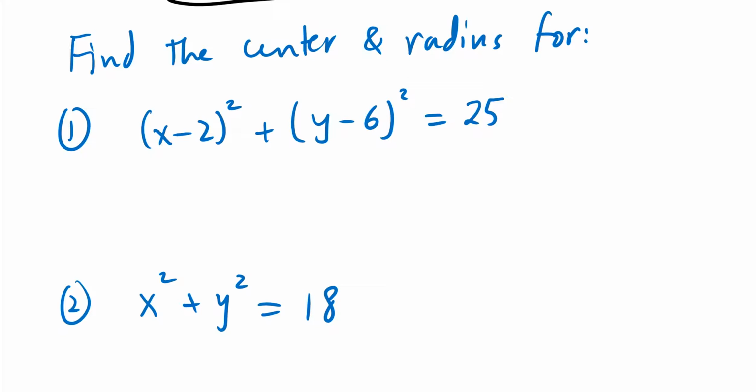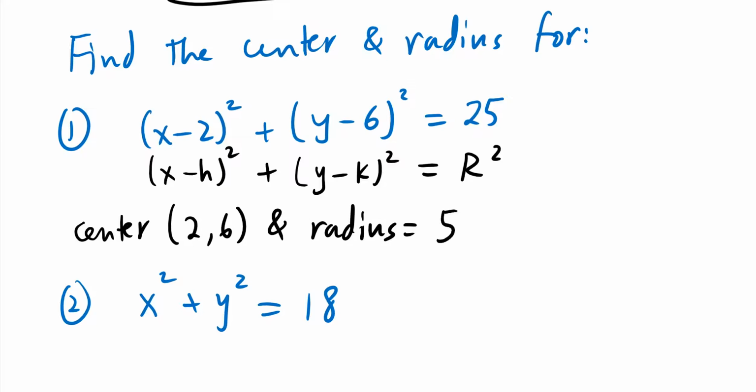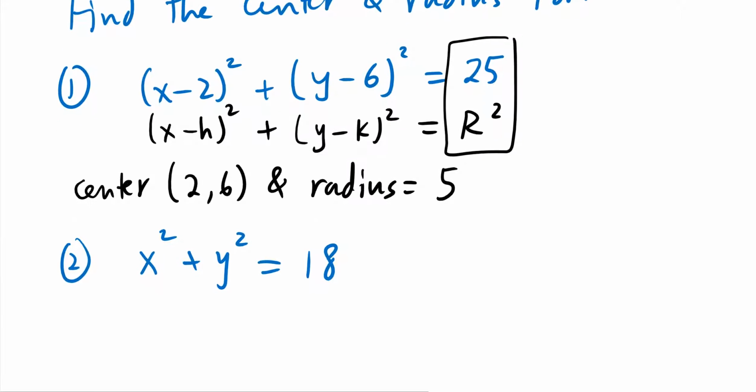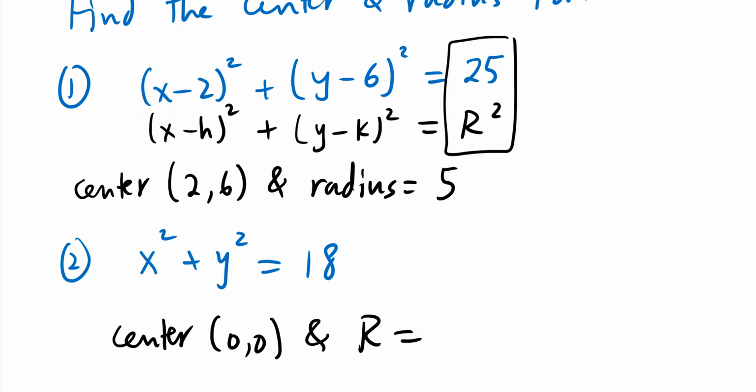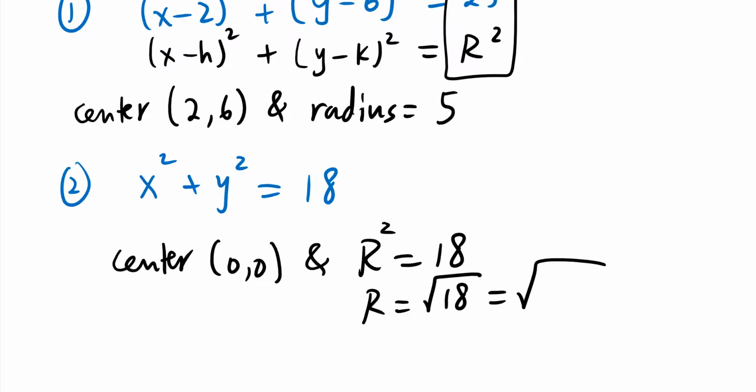So for this one, compare it to (x minus h) squared plus (y minus k) squared equals r squared. h is 2 and k is 6, so that's the center. And the radius: r squared is 25, so r is 5. Not plus or minus because it's a distance, just a plus. For the next one, the center is 0, 0 and r squared is 18. So r is the square root of 18, which can be rewritten as the square root of 2 times 9, and that's 3 root 2.